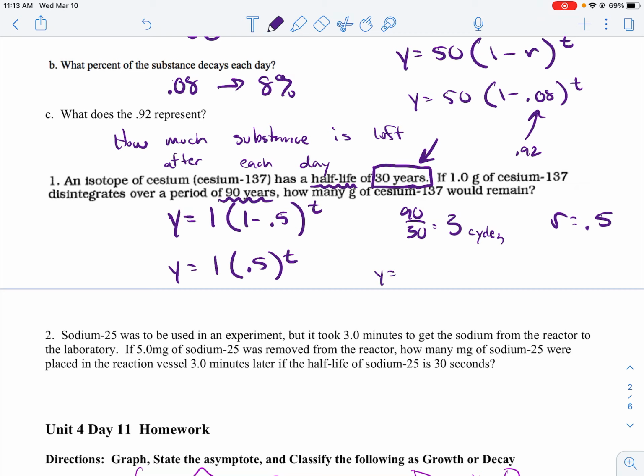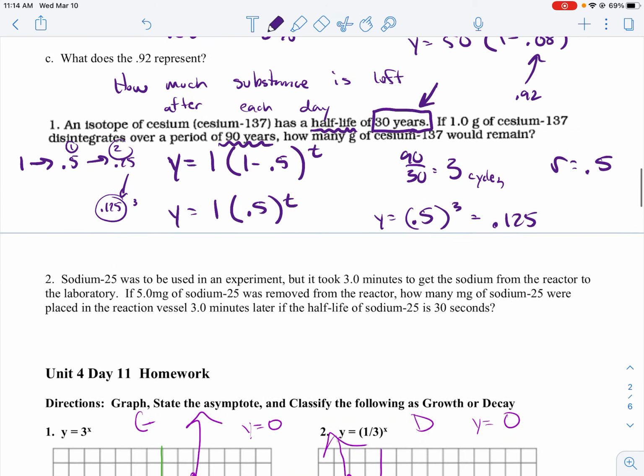So y is equal to, I'll just leave that 1 out, 0.5 raised to the 3. And what do we get? 0.125, which makes sense. We could find that one easily. Like, you have 1 cycle, we're starting with 1. After 1 cycle, you're losing half, so 0.5. Cycle 2, we're losing half of that, so 0.25. And then cycle 3, 0.125. Okay? All right, so the last one.